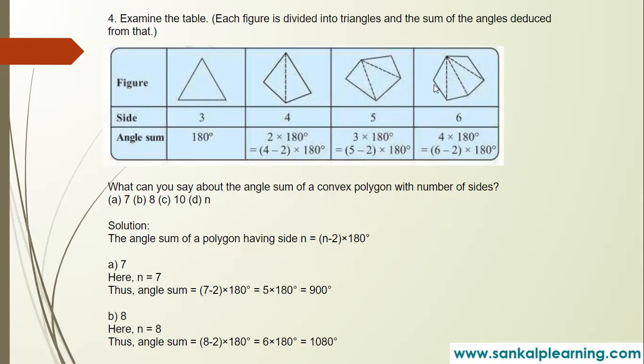If it has 6 sides, it is called a hexagon, 7 sides heptagon, and 8 sides octagon, and 9 sides nonagon, and 10 decagon. Okay, you should know the names of the polygons with respect to their number of sides. Here, see, triangle has 3 sides, quadrilateral has 4 sides, it is a pentagon and it is a hexagon. Here, what is this? So they have given angle sum.